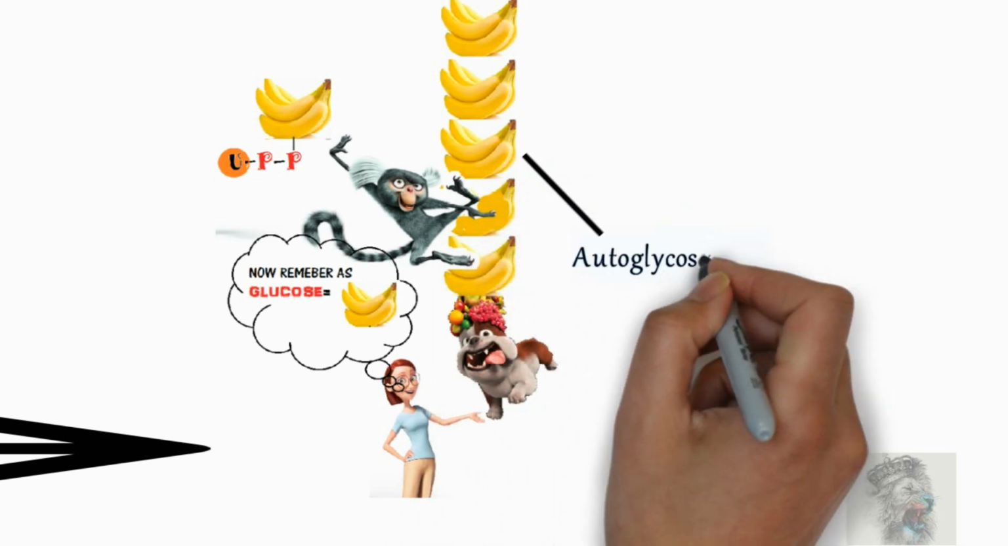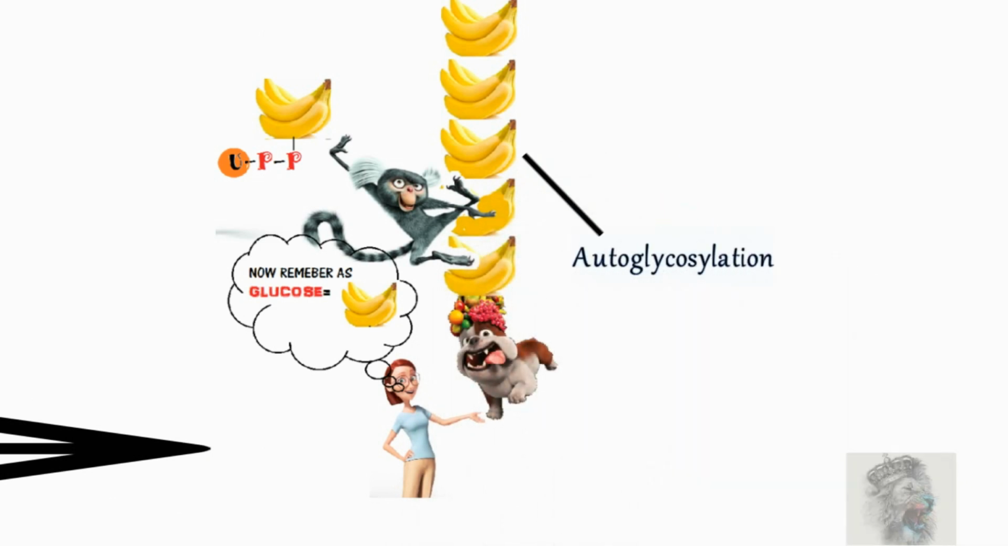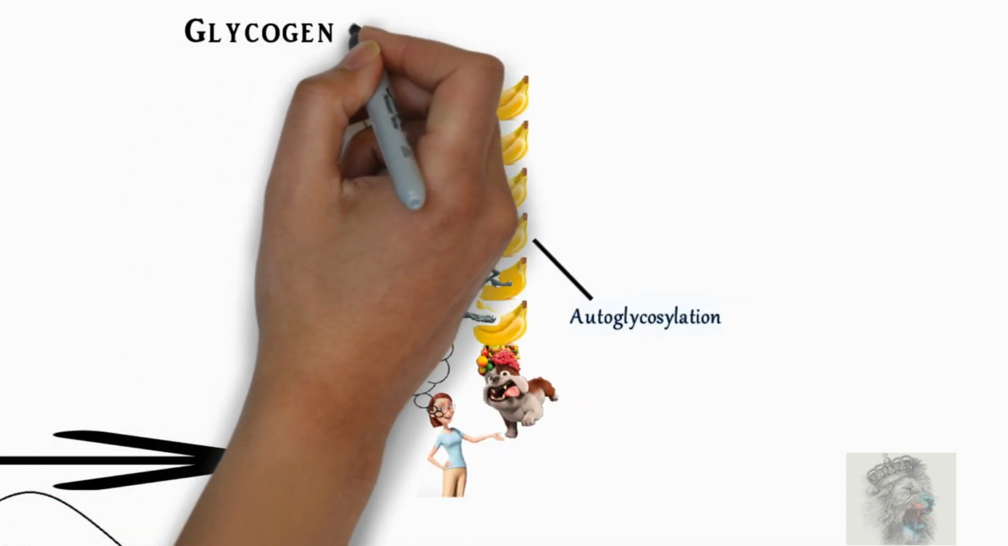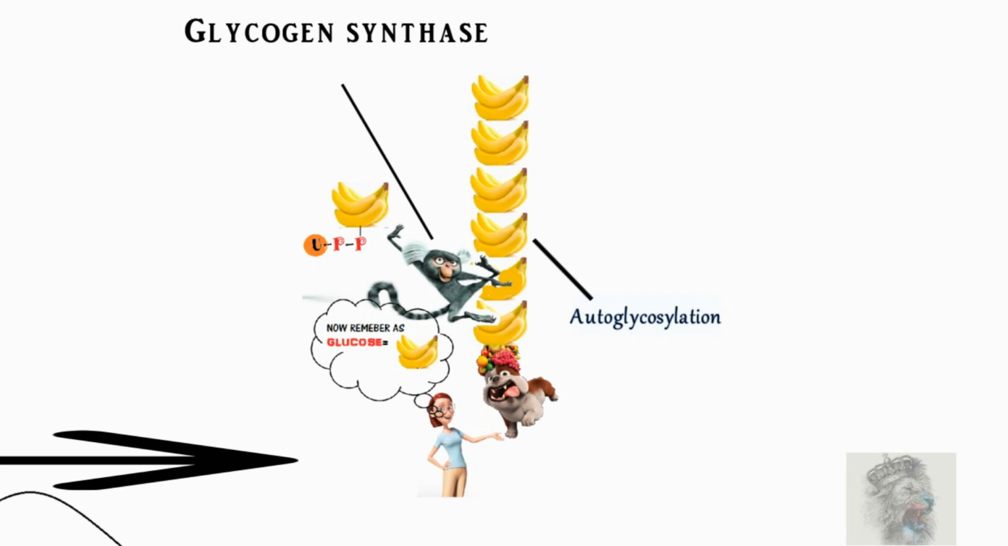It is called autoglycosylation. Let me explain what autoglycosylation is. Bananas are attached in the 1 to 4 direction without any enzymes involved. This is called autoglycosylation. Then glycogen synthase, the monkey, who is positively regulated by glucose and glucose 6-phosphate, started adding bananas up the column in the 1 to 4 direction, preparing for King Juliet.